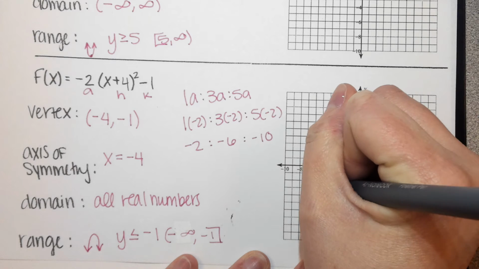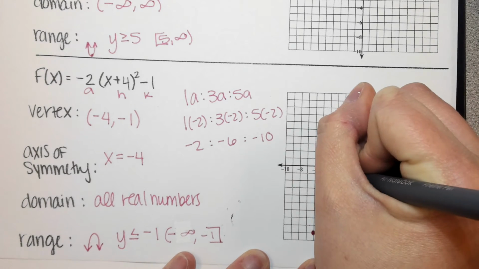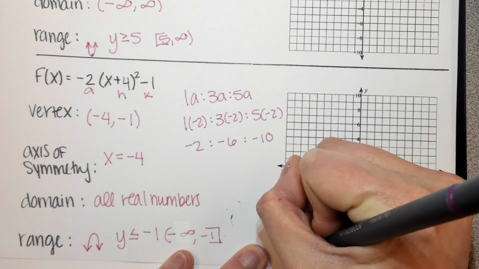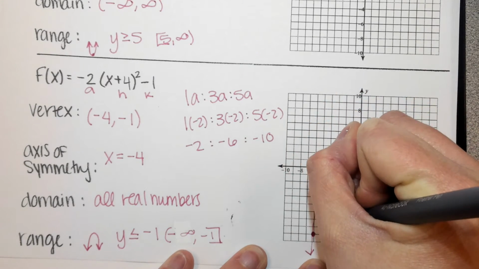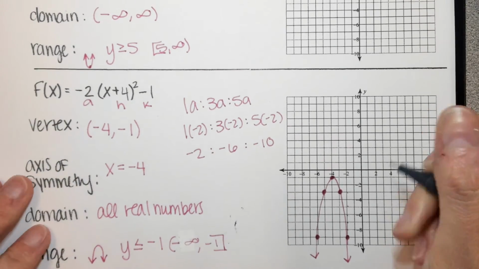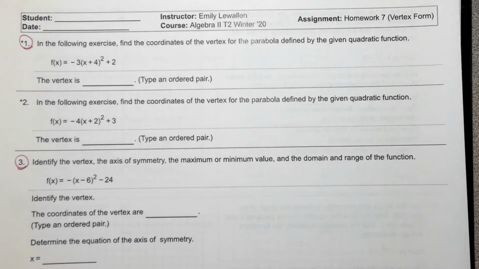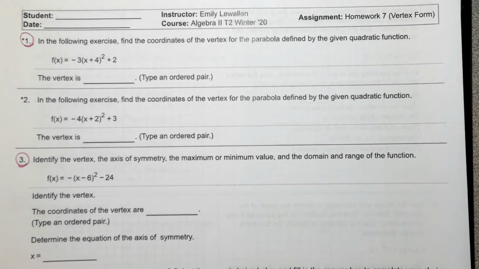So I'm just going to reflect those on the other side and draw my nice U shape. And there we have it. Okay, so we're just doing that same thing every single time. Okay, so the rest of our notes or examples are going to be a little bit different.